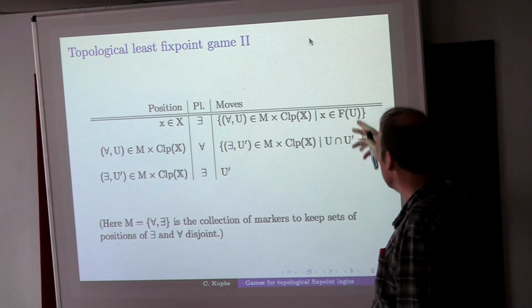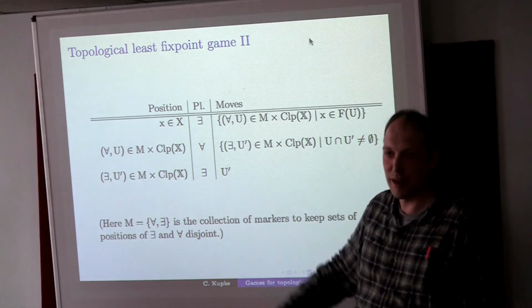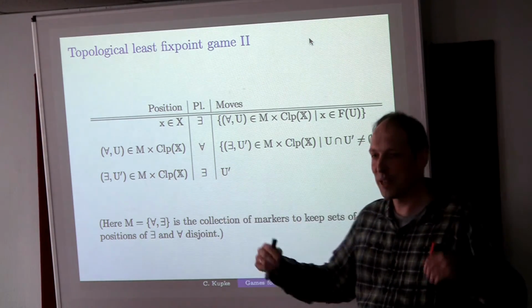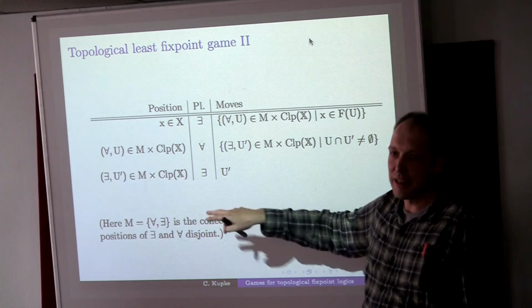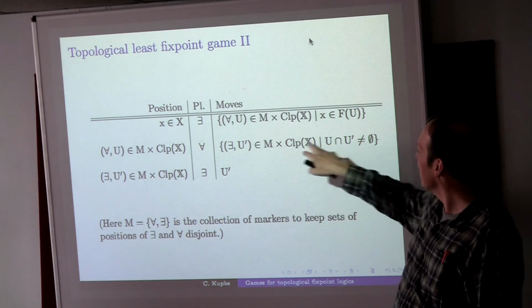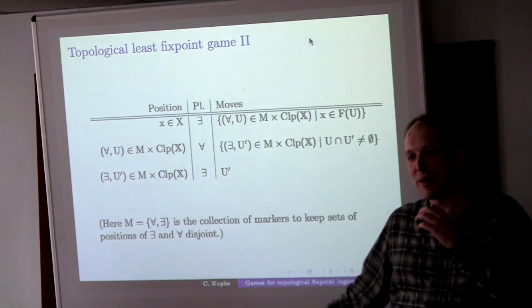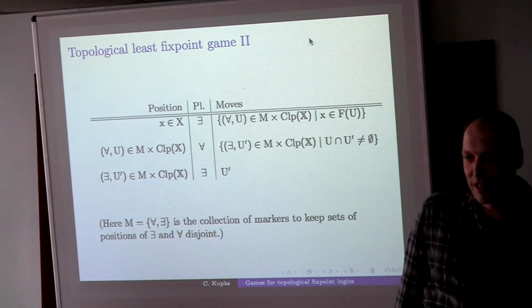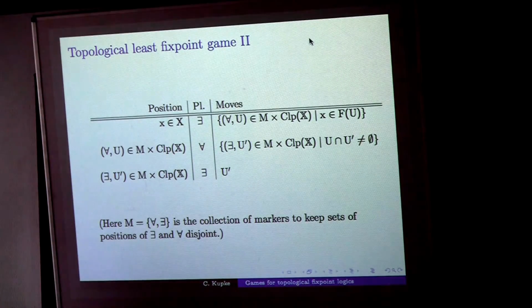Well, he can choose the full U, but then Eloise is still fine. The bigger he makes it, the better for her. The only important thing is really that whatever he chooses contains something which is not in the boundary, and this is what Eloise is going to pick. Yes, that's true. Yes.